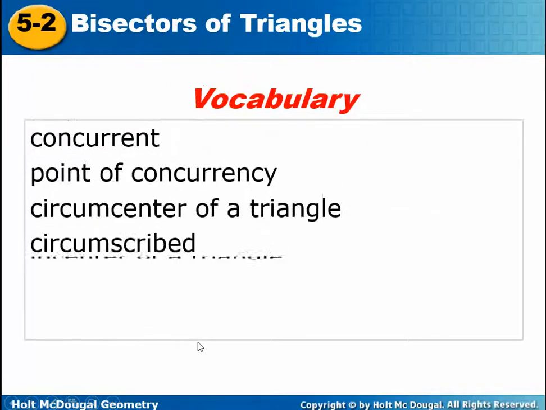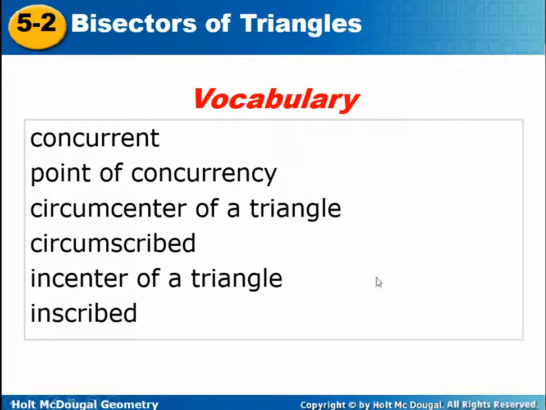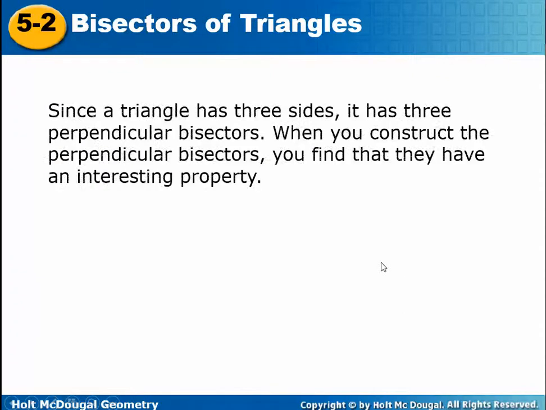There's a lot of vocabulary. Some of them aren't too bad. Concurrent just means happening at the same time, and the point of concurrency is where a bunch of things will intersect. The circumcenter of a triangle, we'll look at that, and then circumscribed, and then incenter of a triangle and inscribed. So you can see circumscribed and inscribed kind of go together. We'll see what those mean here.